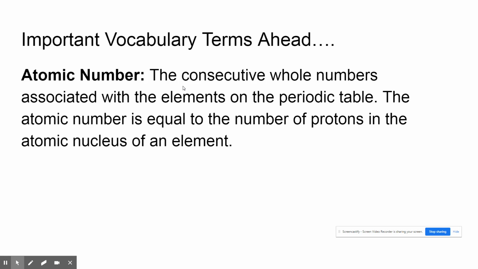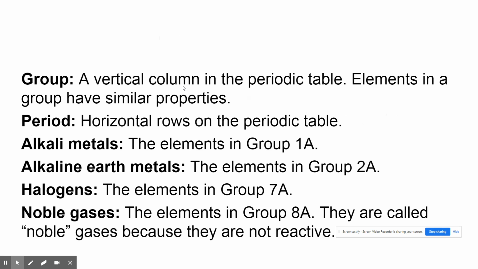But the atomic number, we're going from 1, 2, 3, 4, 5, 6, 7, 8, 9, 10. These are not decimal numbers, okay? The atomic number is equal to the number of protons in the nucleus of an element. Okay, so we're going to learn about protons, neutrons, and electrons, but the atomic number tells us the number of protons in the atomic nucleus of an element.